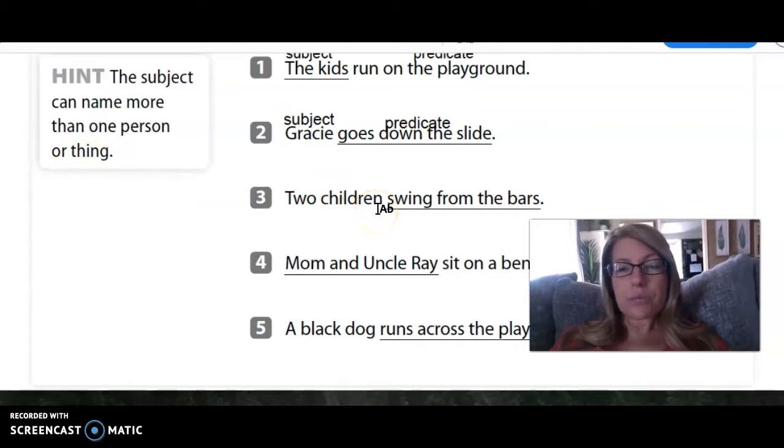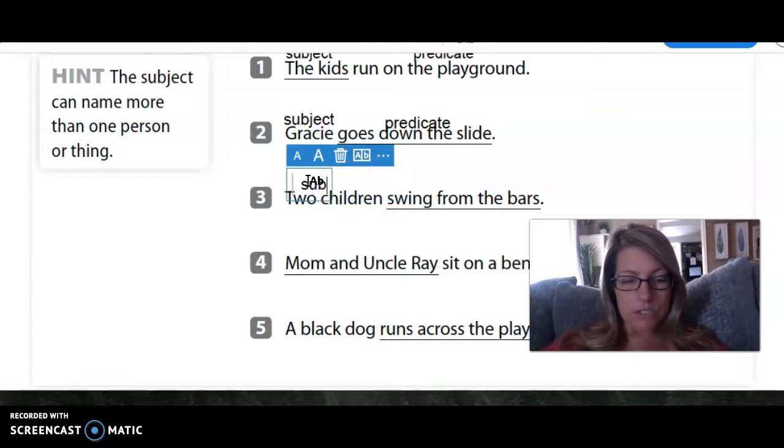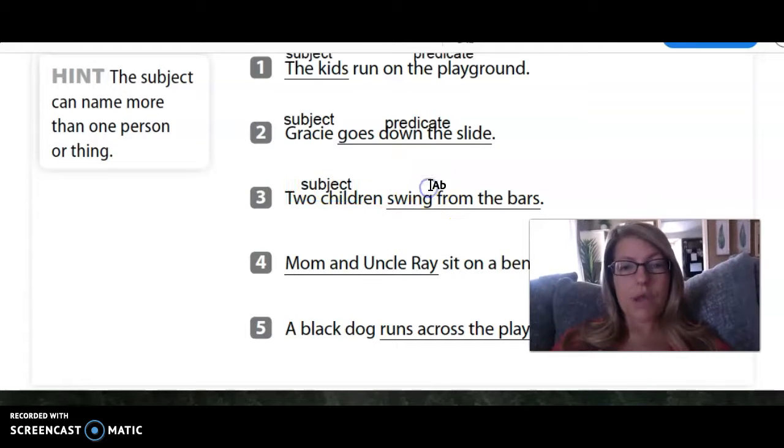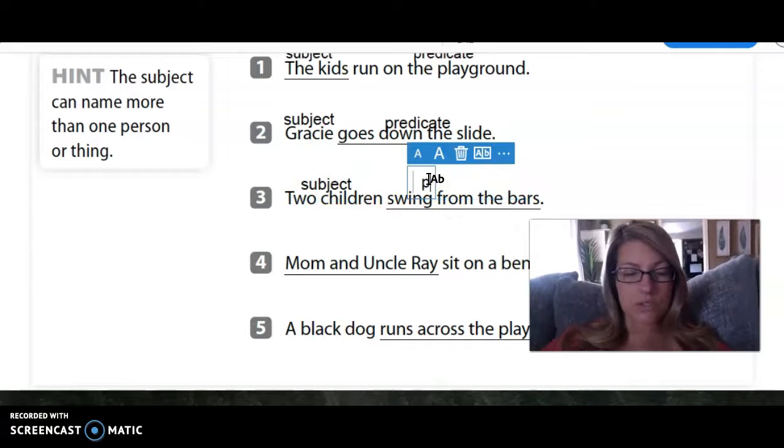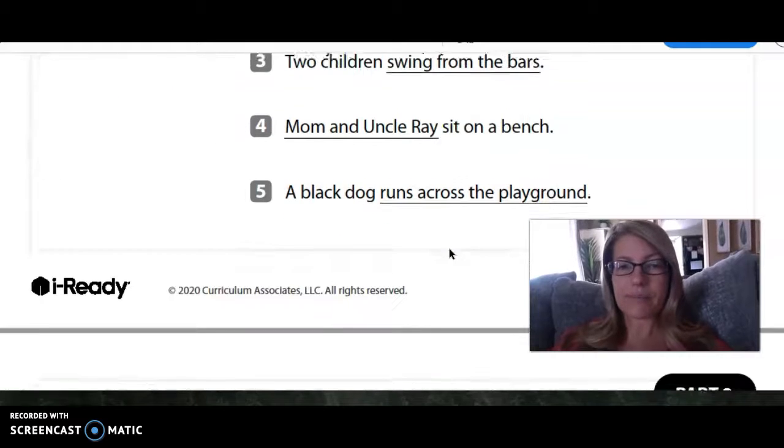Two children swing from the bars. Who is this sentence about? Two children. That's our subject. What are they doing? Swinging from the bars. That is our predicate. Remember, a predicate tells us what they're doing.